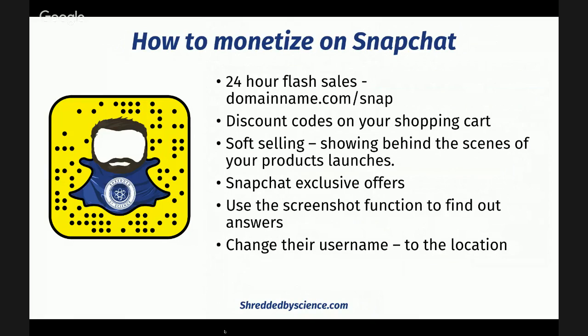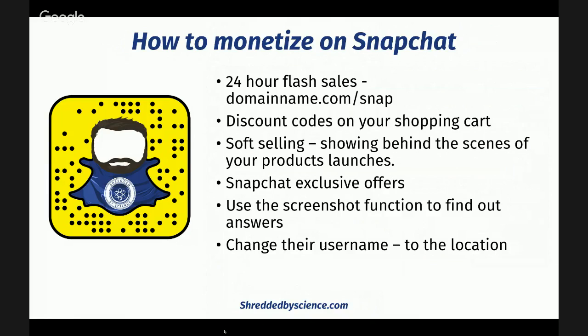You can say, go over to here. You've got 24 hours to buy my guide at this reduced rate. You could have discount codes on your shopping cart. So if you've got a shopping cart, you could have a Snap one. So normally, say they get 10% off, you can then start tracking to see how many people have used that code. And then you can start gauging how much money you've made via Snapchat.